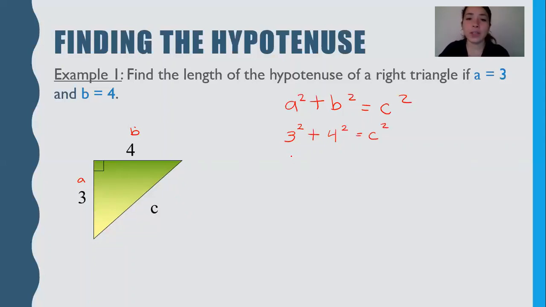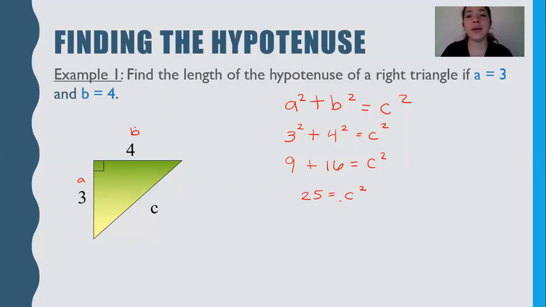So then we go ahead and solve this problem. It's 3 squared. 3 times 3 is 9. What's 4 squared? 4 times 4 is 16. Then again, we don't know what C squared is. Now, 9 plus 16 is 25, and that's equal to C squared.